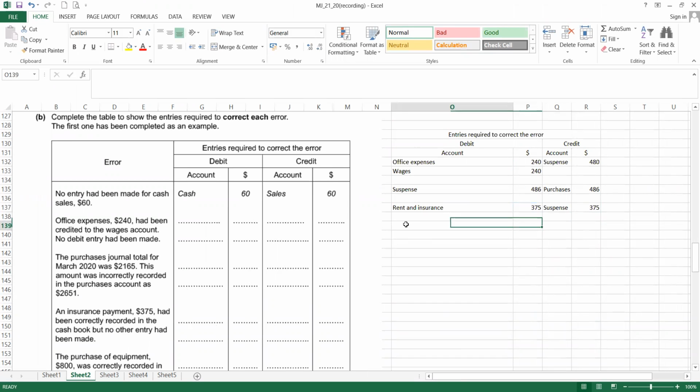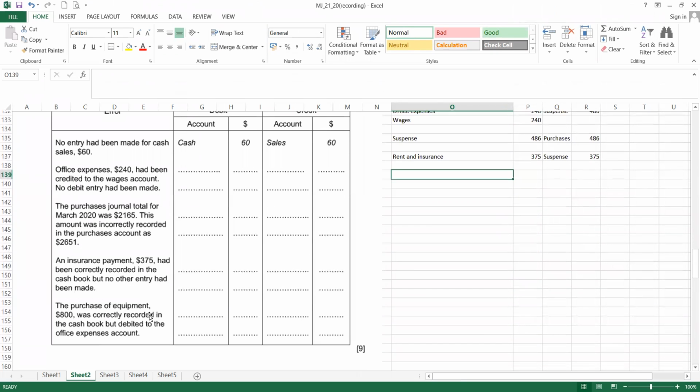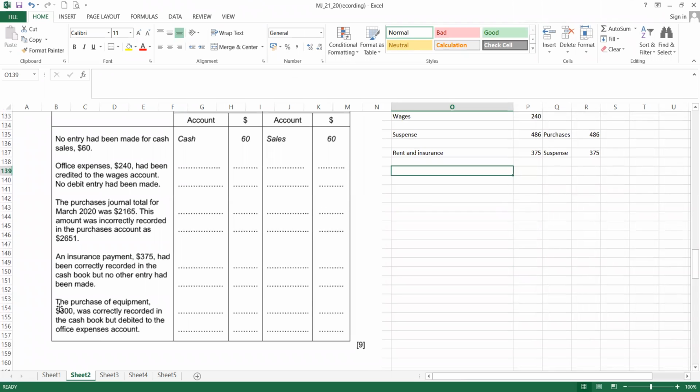375. Next, one more item. The purchase of equipment 800 was correctly recorded in the cash book but debited to the office expenses. This is an error of principle. Equipment is a non-current asset. Office expenses is an expense. So it is the wrong section. This is a wrong class of the account.